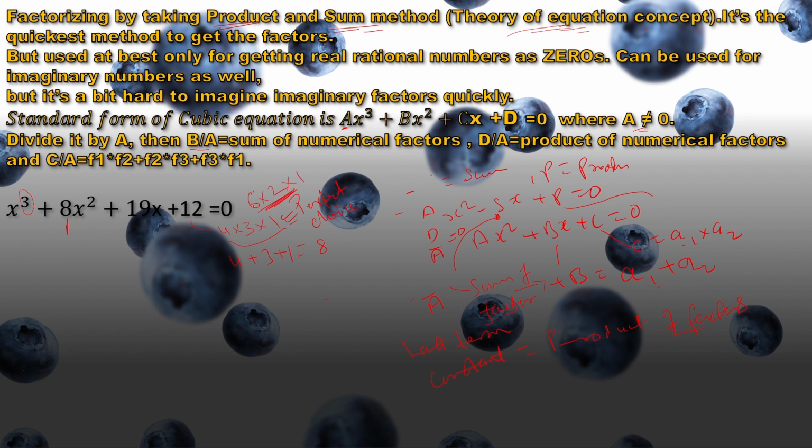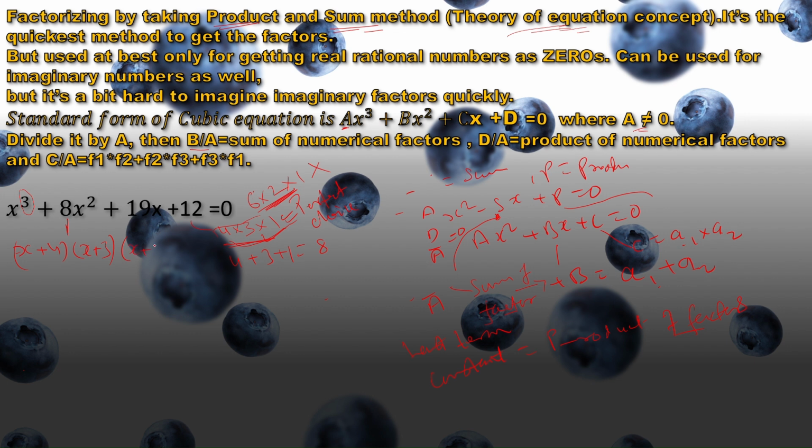The other way around, we can also see 12 can be written as 6 into 2 into 1. But if we add these three terms, 6 plus 2 is 8, 8 plus 1 is 9, it's not coming 8. So we will reject this and select this one. So clearly these three are the factors. We can simply break this cubic polynomial into three terms. Please note down, all these are factors, not the roots.